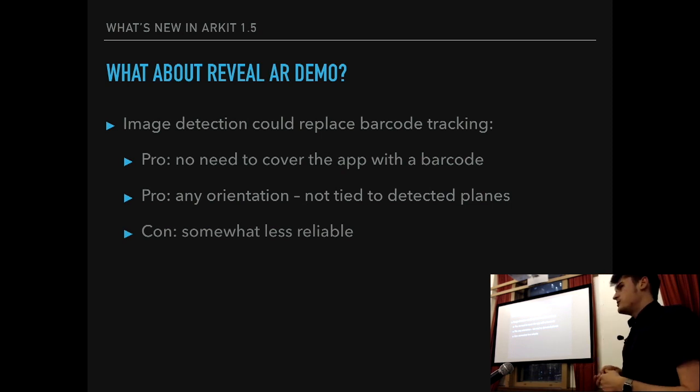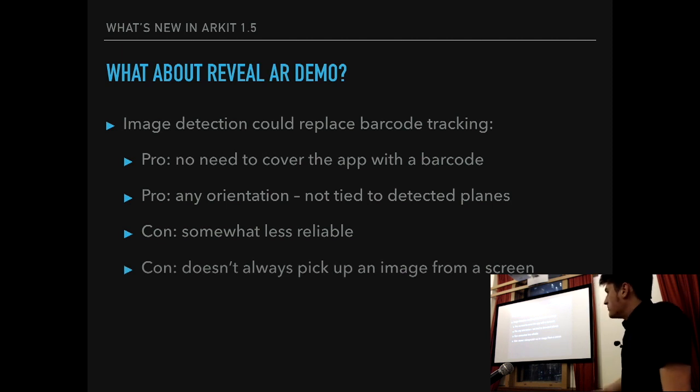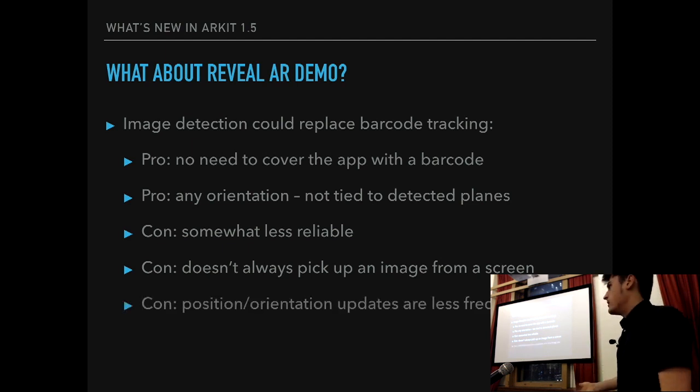But unfortunately, it's also somewhat less reliable, because previously the Vision Framework could detect the QR code even with certain errors and noise in the picture. The images are a bit more finicky. It might not pick up an image right from a screen. The main problem is that the screen may have a higher brightness than the surrounding world, which means the image from the camera may be overexposed. So that would block ARKit from working.